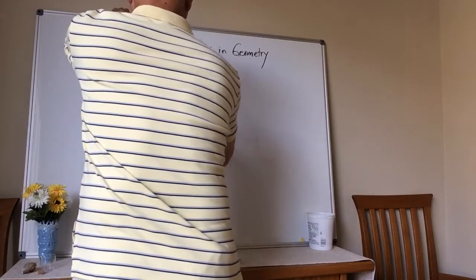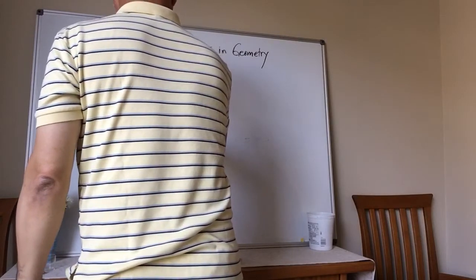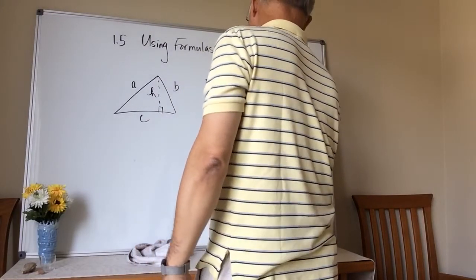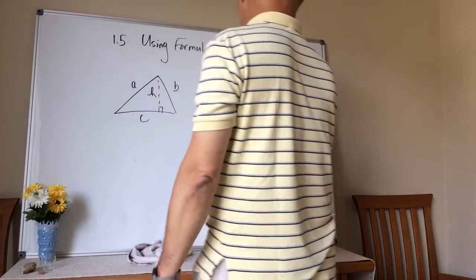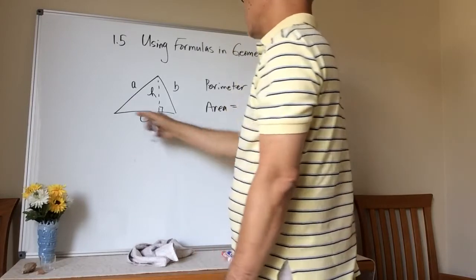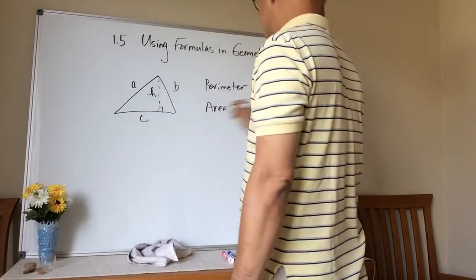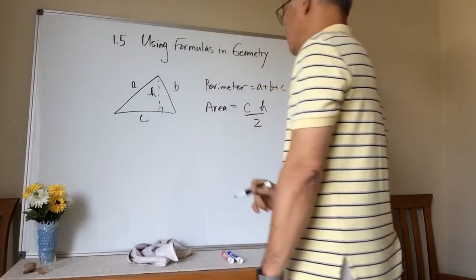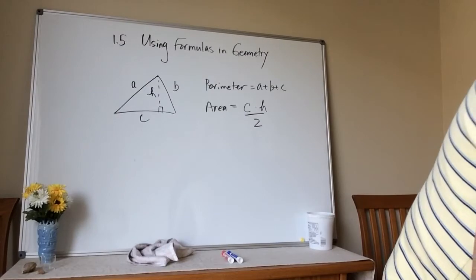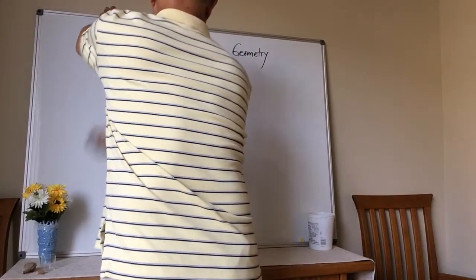In a triangle, we have a triangle that looks like this, A, B, C, with a height of H. The perimeter is nothing more than adding all the sides, so A plus B plus C. Now the area, as you well know, is the base times the height divided by 2. So that's what it would look like. Let's do example 1 and see if we can use these formulas.